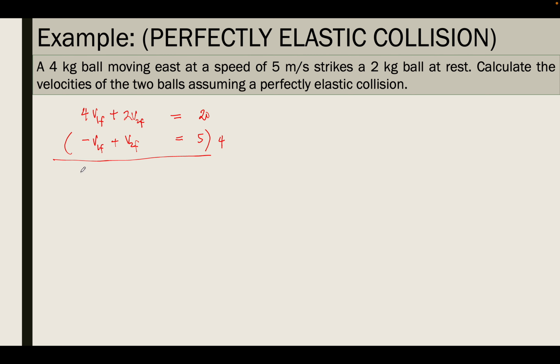So that we will arrive with, let's rewrite the first equation. We have 4 V1 final plus 2 V2 final is equal to 20. And then the second equation now becomes negative 4 V1 final plus 4 V2 final is equal to 20. So let's add. This one will be cancelled out, so we are left with 6 V2 final is equal to 40.